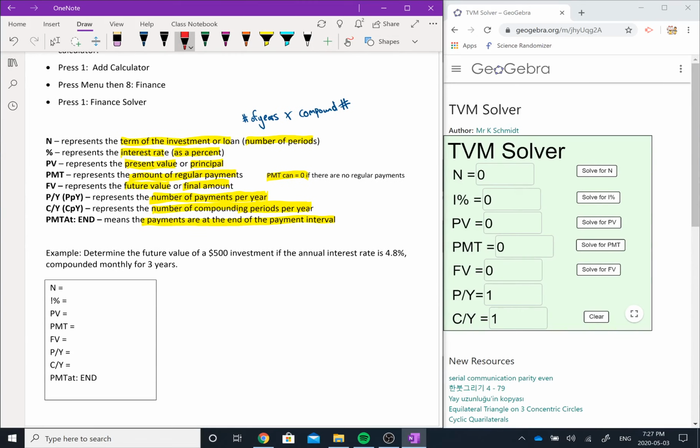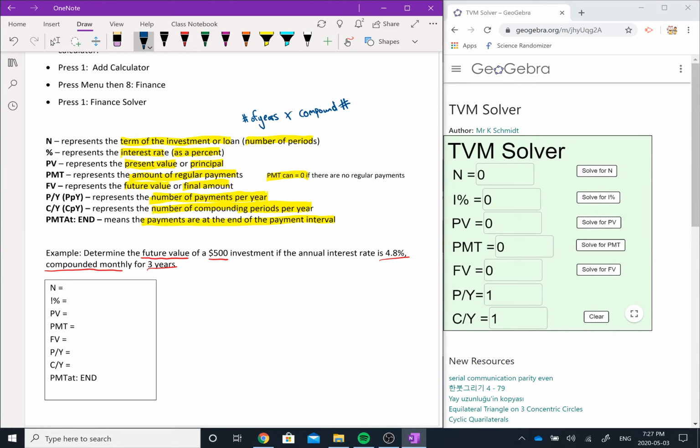So again, we're just going to go through an example. Determine the future value. So it's telling us what we're looking for. Determine the future value of a $500 investment if the annual interest rate is 4.8%, compounded monthly for 3 years. So all of our information is here. We just need to be able to pick it out.